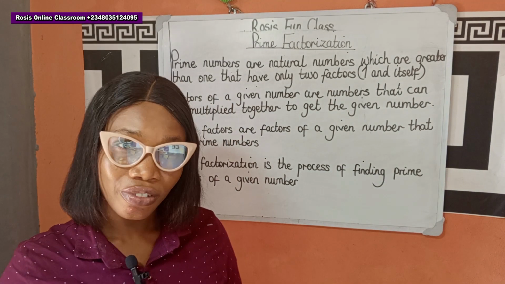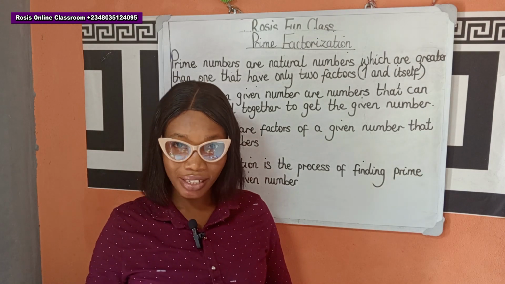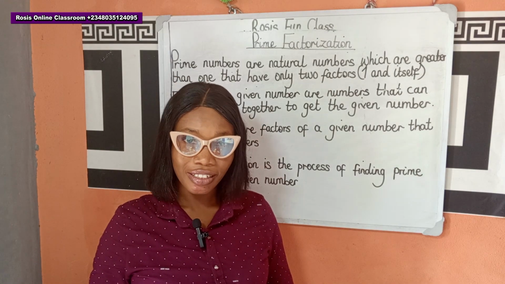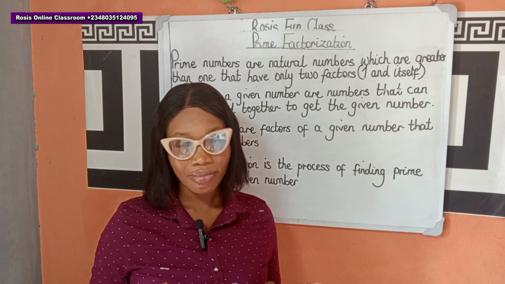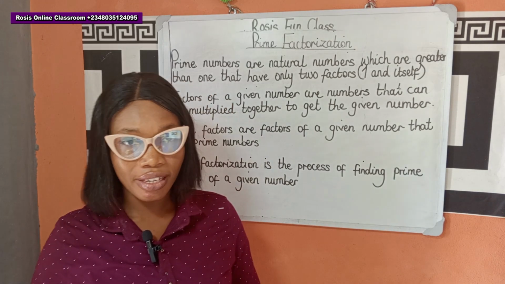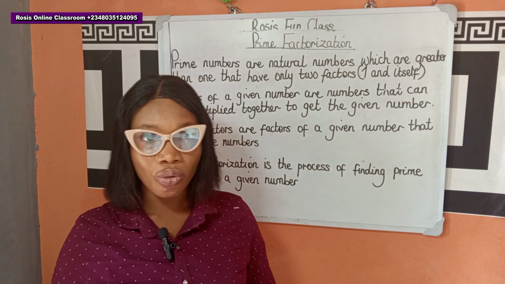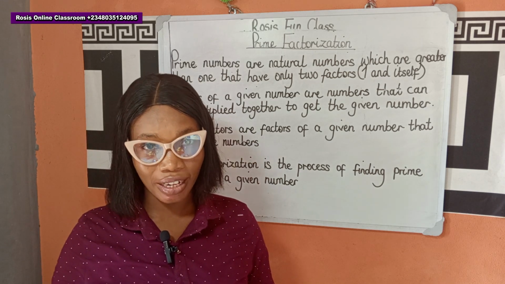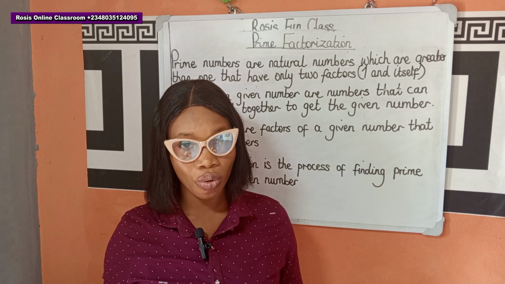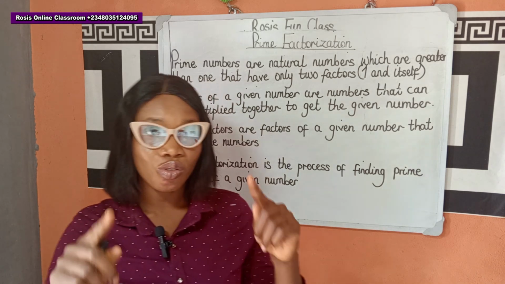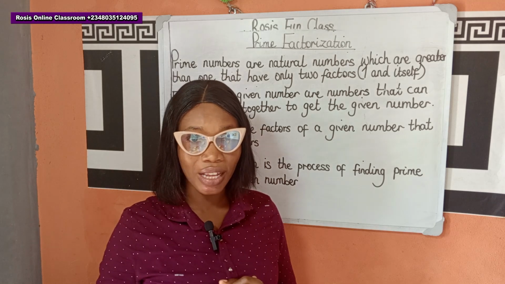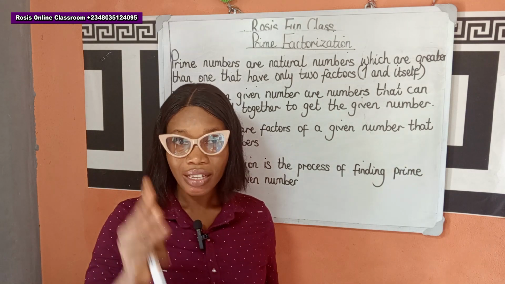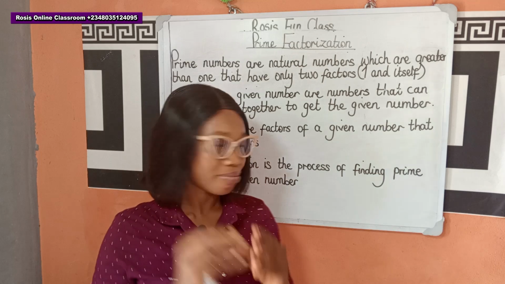Factors of 9. 1 times 9 gives us 9, so 1 is a factor of 9. 3 times 3 gives us 9, so 3 is also a factor of 9. 9 times 1 gives us 9, so 9 is also a factor of 9. So the factors of 9 are 1, 3, and 9.